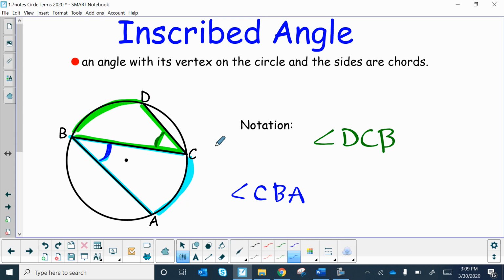So let's write that arc that belongs to this angle. So this angle intercepts arc BD. And then this angle right here intercepts arc AC. Okay, but again, nothing about the measures of these that we're going to talk about just yet. It'll come up soon.